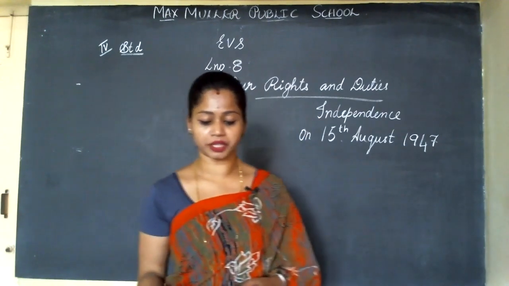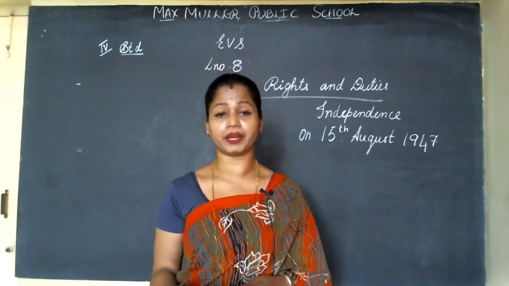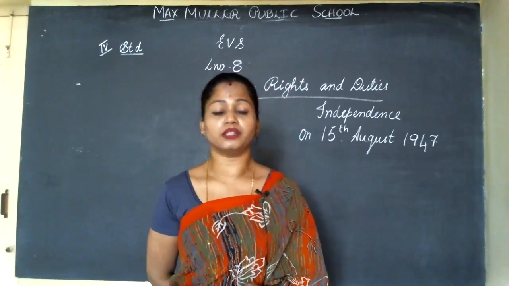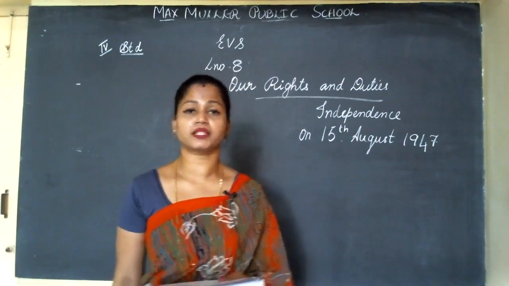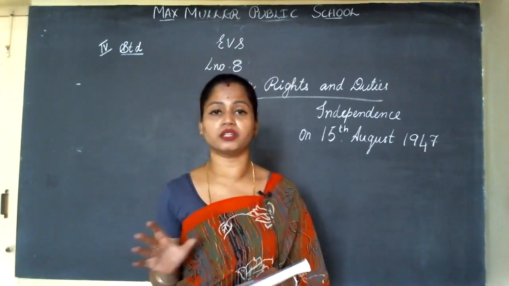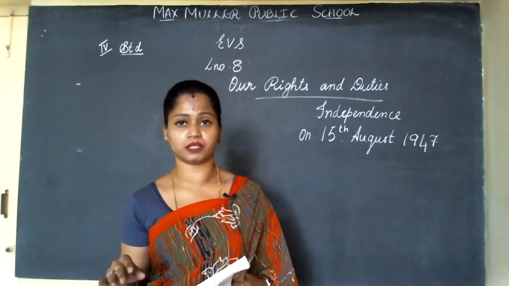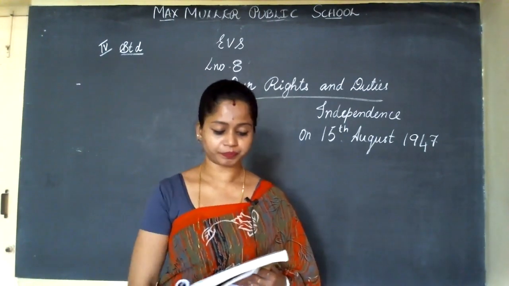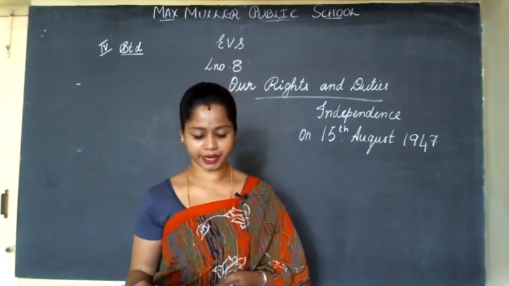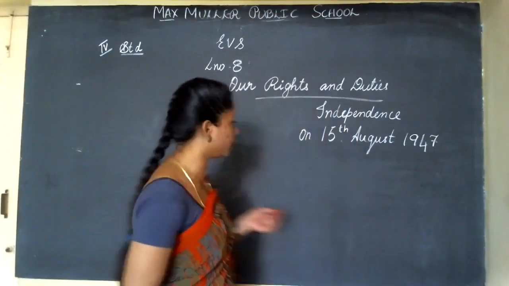The preamble is the introduction to our Constitution, which explains the basic principles of our country, the basic things. What are they? Sovereign, socialist, secular, democratic and republic. These are the basic principles of our country.